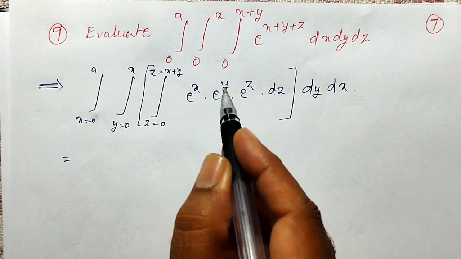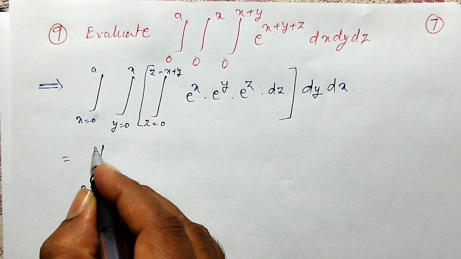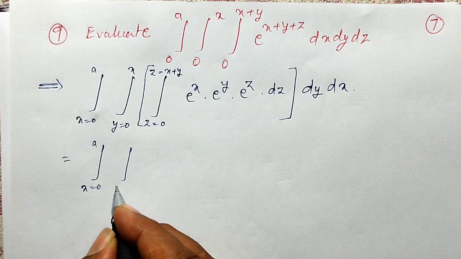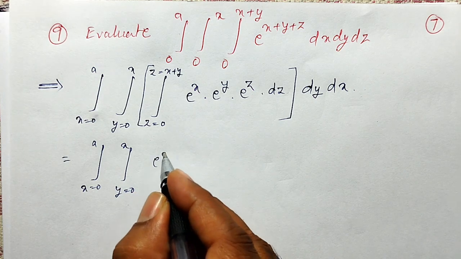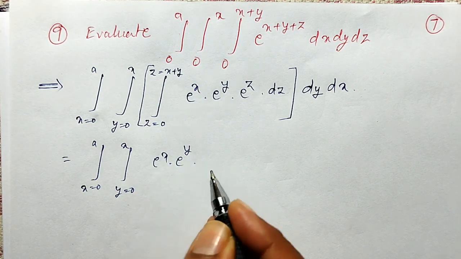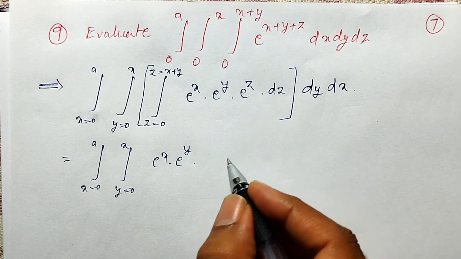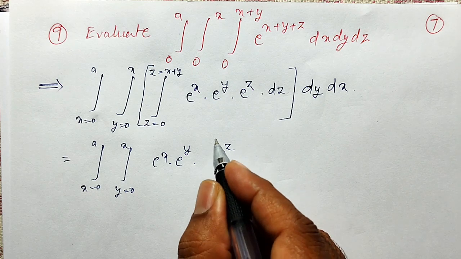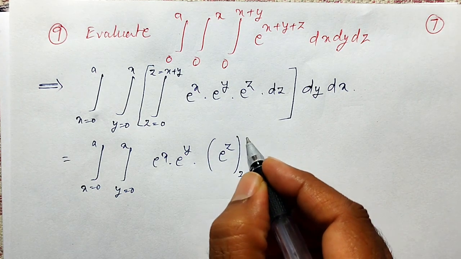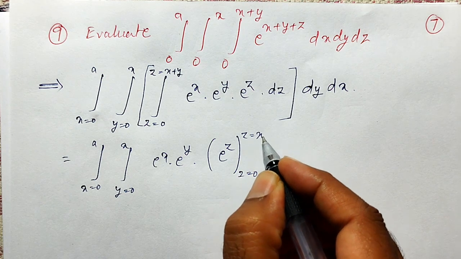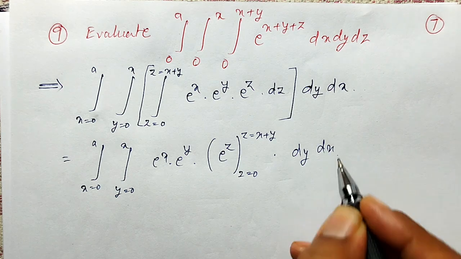E raised to x and e raised to y are constants, I will write them as they are. Integration for x equal to 0 to a, integration from y equal to 0 to x, and e raised to x into e raised to y are constants. Integration of e raised to z with respect to z is e raised to z itself. This is between the limits z equal to 0 to z equal to x plus y, into dy dx.